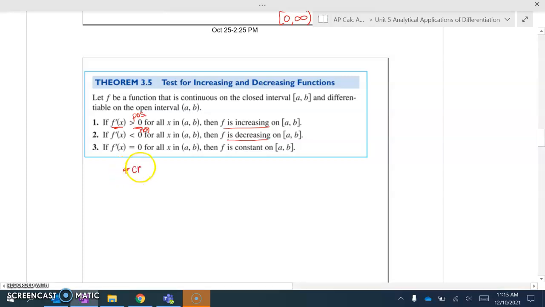Critical numbers, critical points, same thing, are the only place a function may change from increasing to decreasing or vice versa.